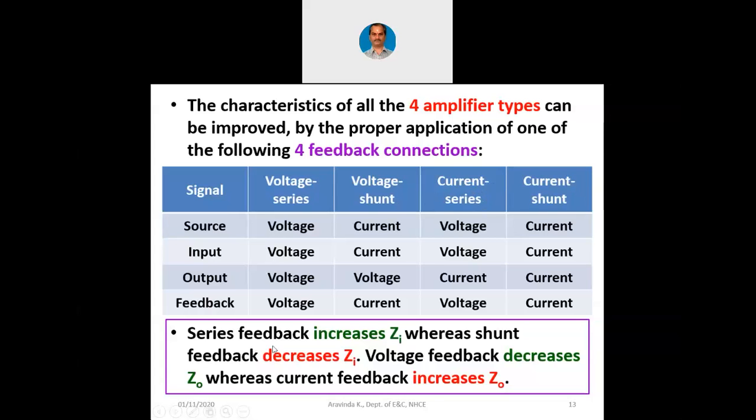So that way, series feedback increases Zi, whereas shunt feedback decreases Zi. Voltage feedback decreases Zo, whereas current feedback increases Zo. This can be remembered by relating output and input together.